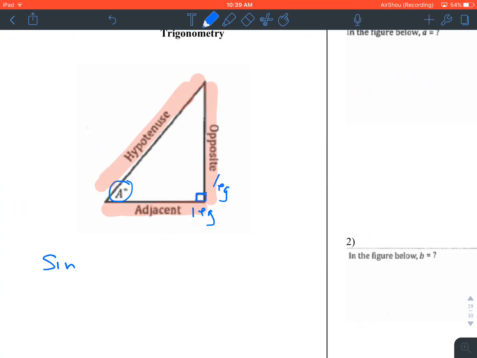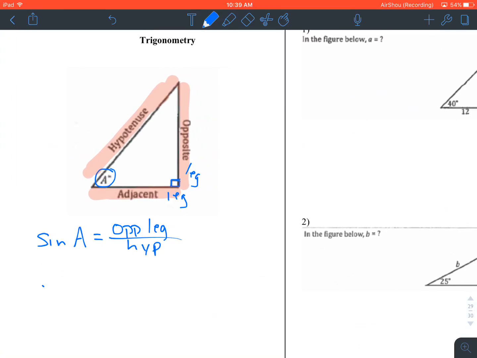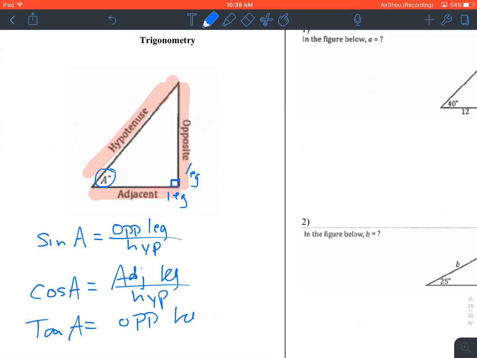Sine of angle A is equal to the opposite leg divided by the hypotenuse. That is a fact about trig functions. Cosine of angle A is the adjacent leg over the hypotenuse, and tangent of angle A is the opposite leg over the adjacent leg.